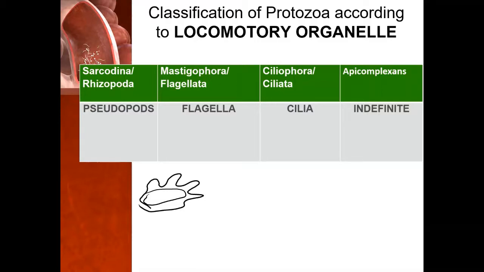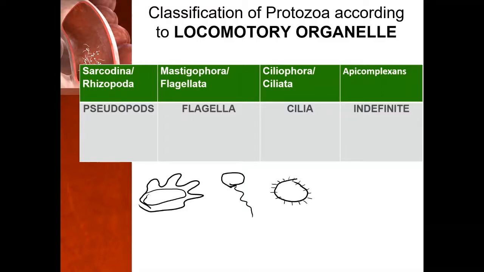The next one is the Mastigophora or the Flagellata. In other words, they contain flagella. So these are the Flagellata. It's either they contain one, two, or three flagella. The next one is the Ciliophora or the Ciliata, meaning they have cilia or hair-like structures all throughout their cell membrane.